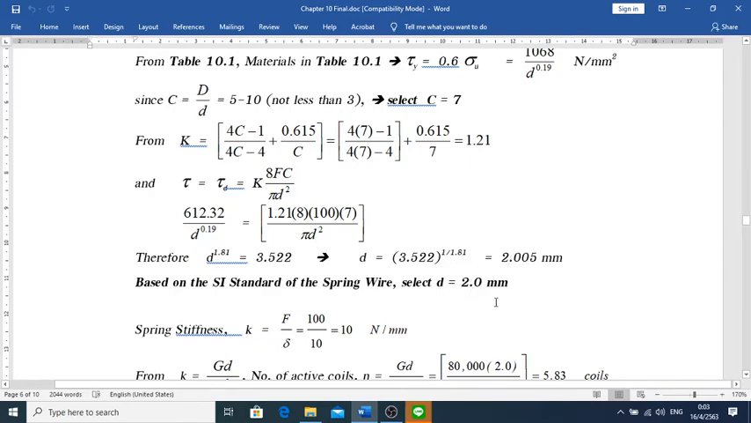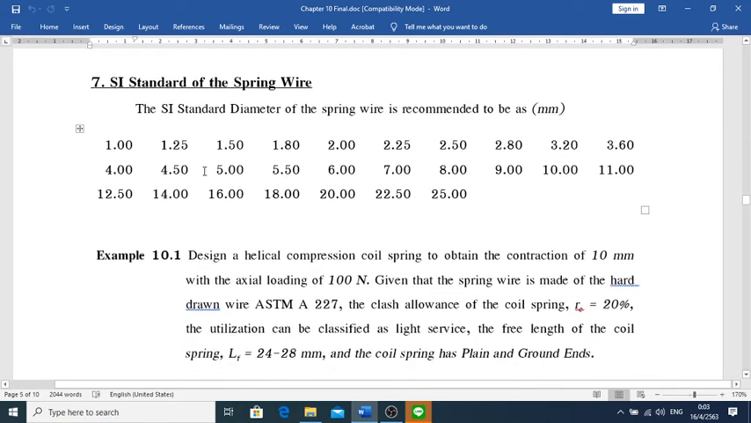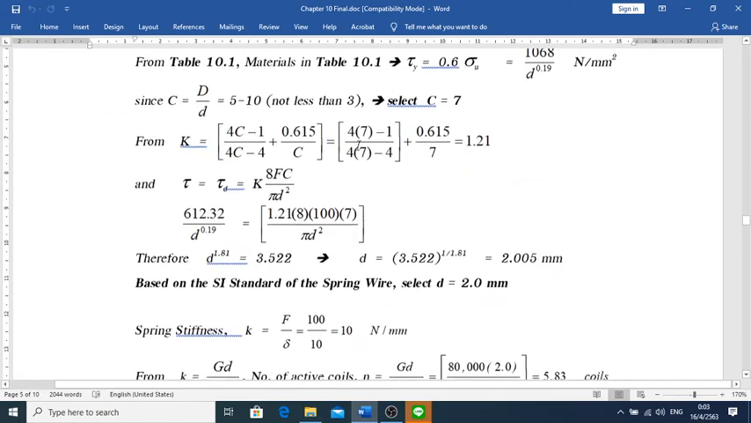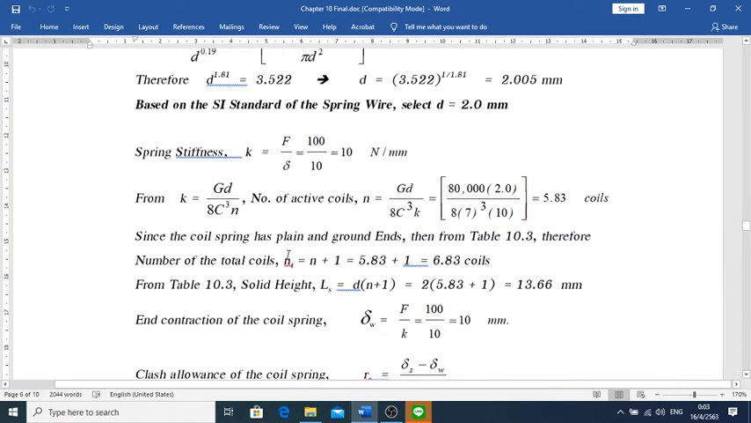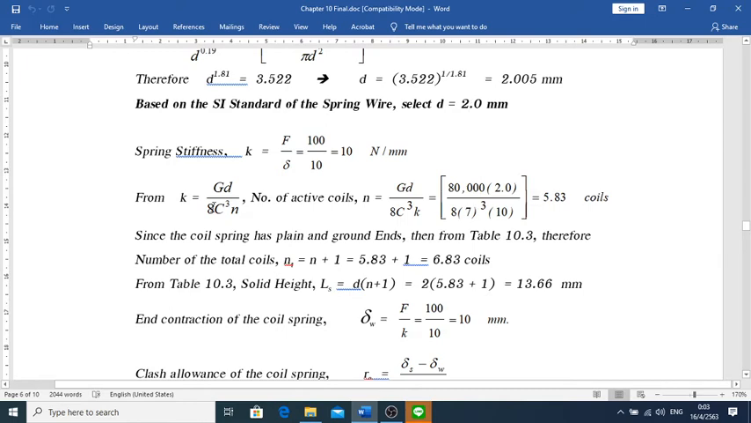So therefore, I have no choice. I got to make a selection, 2 point something. I got to make a choice of 2.0. So I make a choice of 2.0, and then it's given by the problem set, K equal to F over delta. I got the K term there. I got to plug it in. I switch the side. I got the N term is equal to 5.83, and then I look it up in Table 10.3. The total coil n sub t equals n plus 1. I got 6.83. And then the solid height L sub s, I got it there.